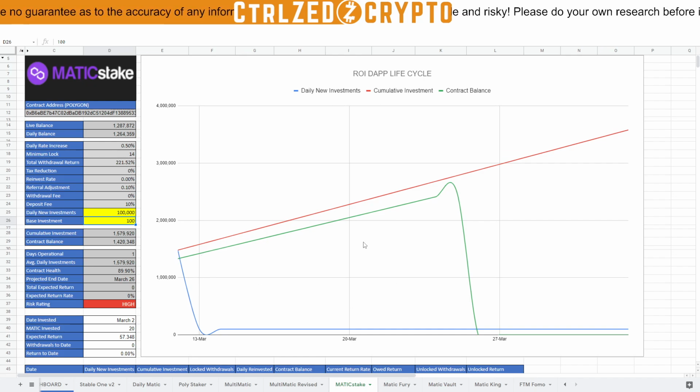So none of this is predicting the future. We don't know what's going to happen. Obviously, this model is my own approximation. I'm not making any guarantees. As I always say, this is not financial advice. Do your own research, make your own decisions.